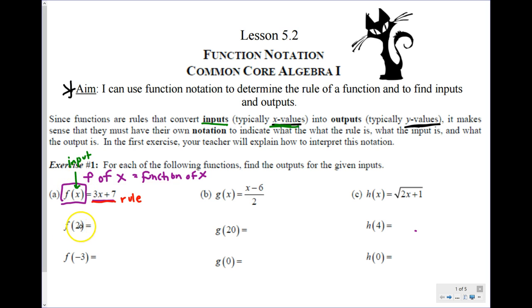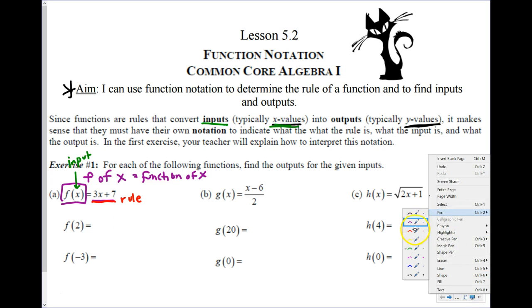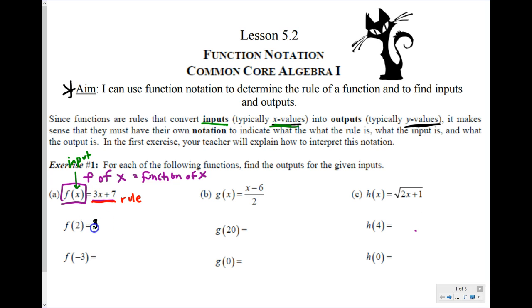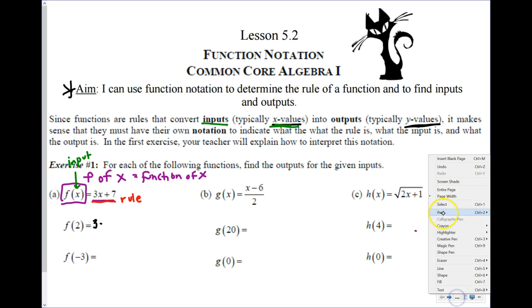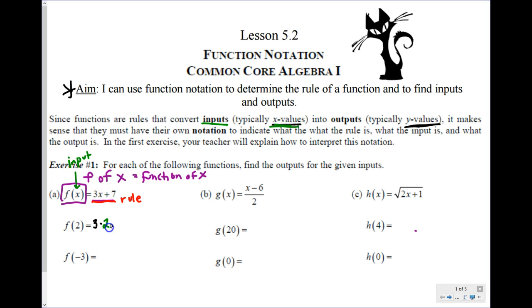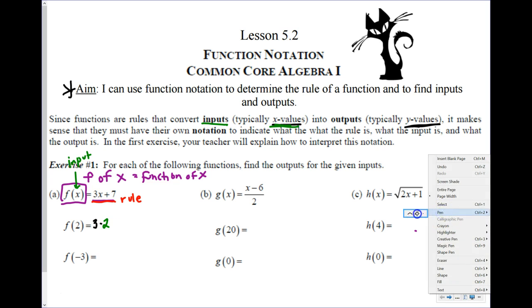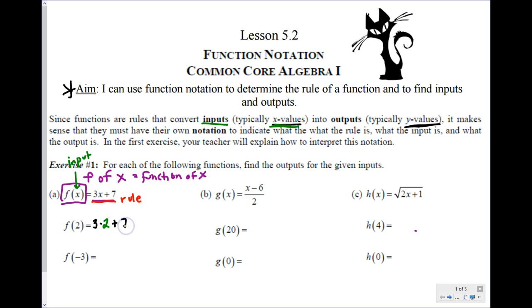So if I look at f of 2, I'm basically saying, okay, instead of saying 3x plus 7, I'm going to say 3 times 2 plus 7. I'm basically plugging in that 2. I'm going to say f of 2 equals 6 plus 7, so f of 2 equals 13. So basically I'm saying when I plug in 2, I get an answer of 13.